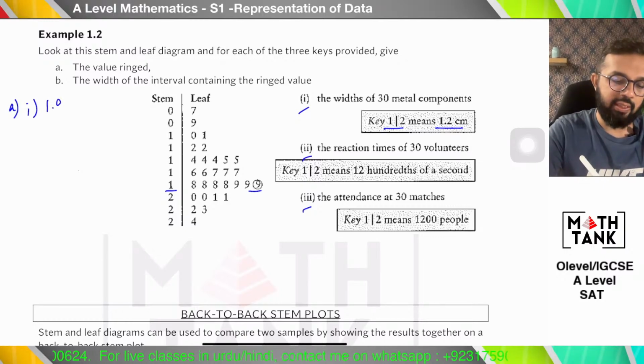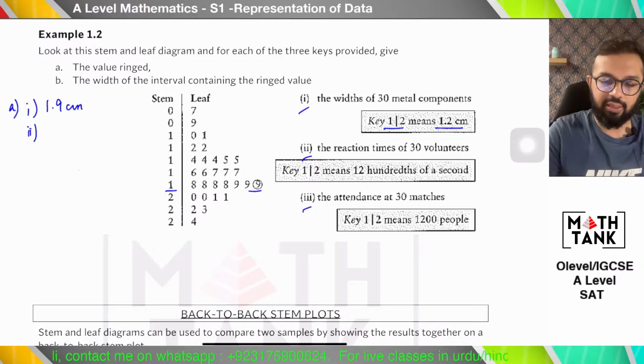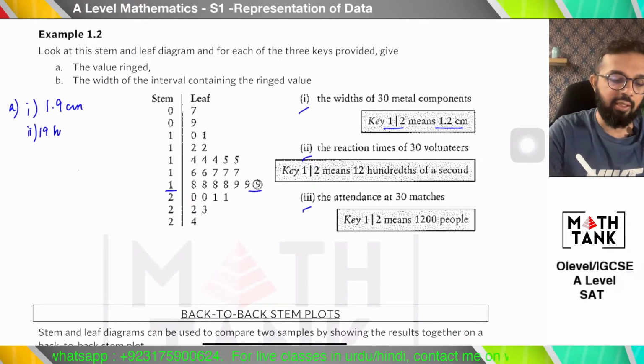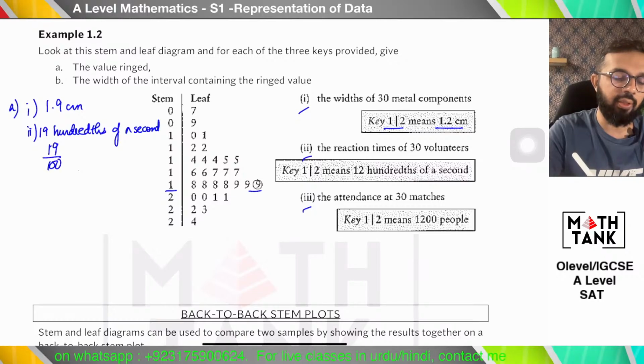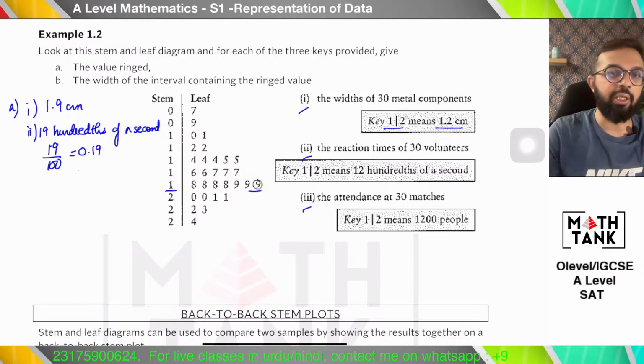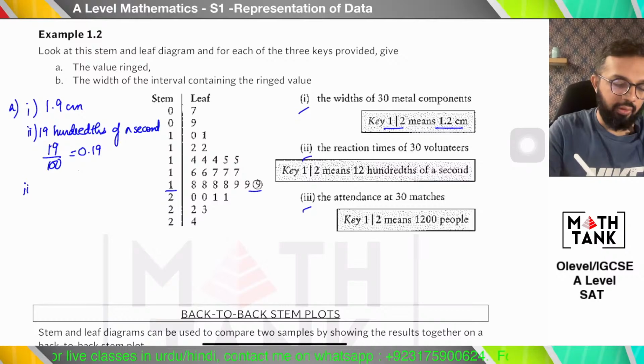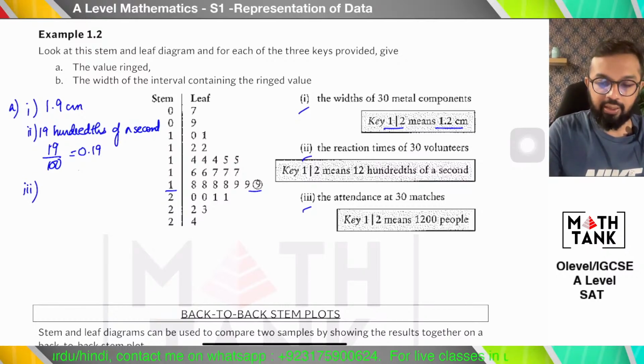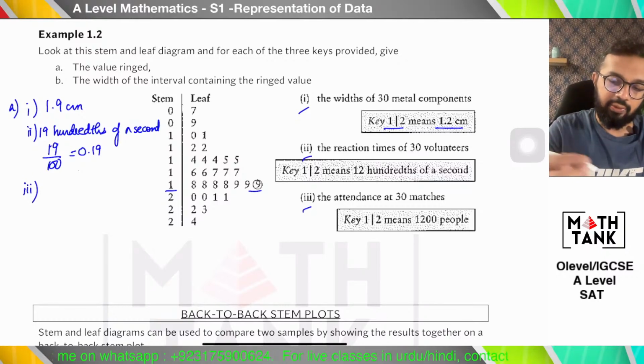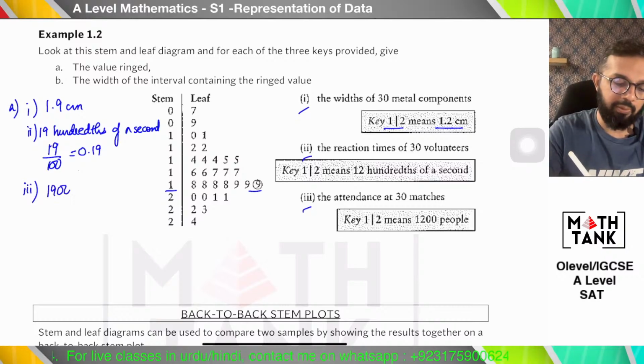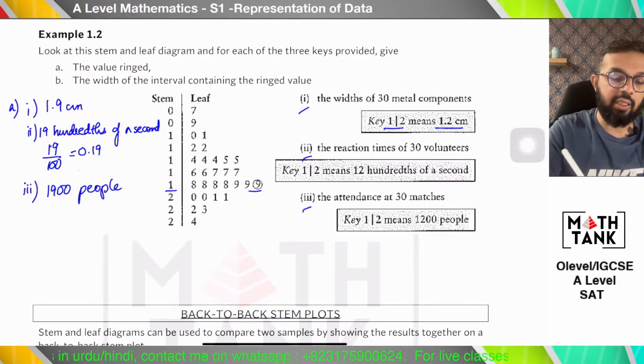1.9, 1.9 centimeters. Okay, if I was using the second key, I would say that this means 19 hundredths of a second. Okay, hundredths कहते हैं divide by 100 को, so I can also say that this means 19/100, which is 0.19. Okay, the third key says the attendance at 30 matches, so that's going to be 1900 people. So I can read any value.